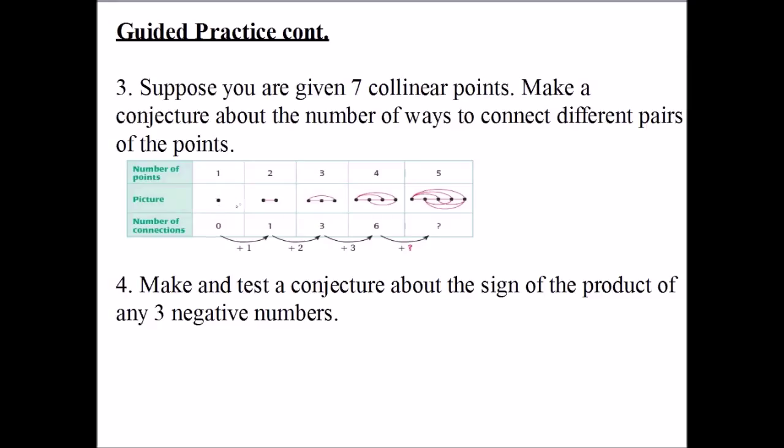So right here, number 1, you can't really make a connection between 2 points because you don't even have 2 points. Okay. When you have 2 points, you can only make 1 connection. When you have 3, here's 1 connection, here's 2 connections, here's 3 connections. Next, if you have 4, 1 connection, 2, 3, 4, 5, 6 connections. Okay, so a pattern that really should be jumping out at you is, well, number of connections: add 1, add 2, add 3.